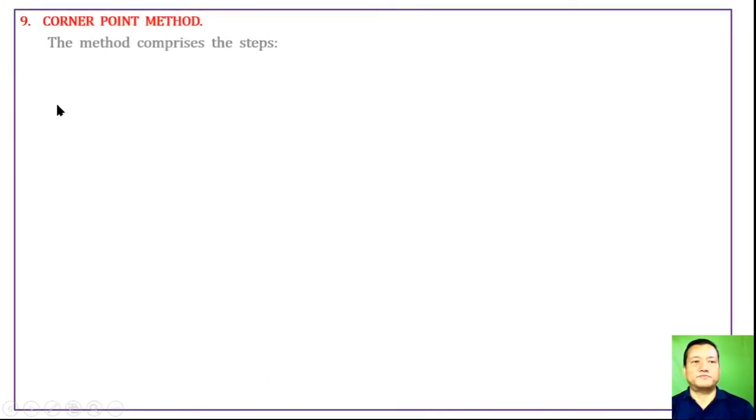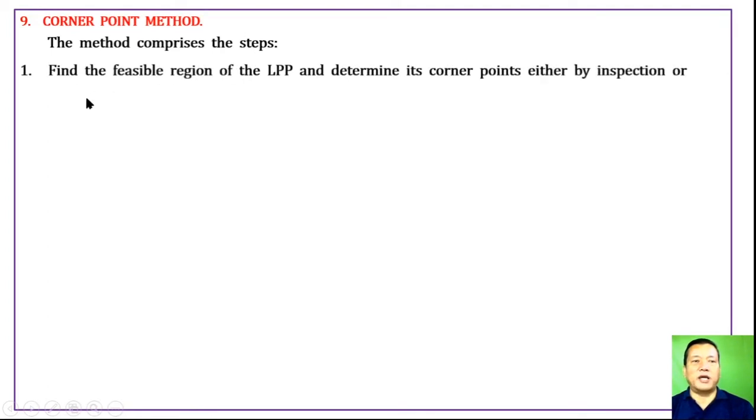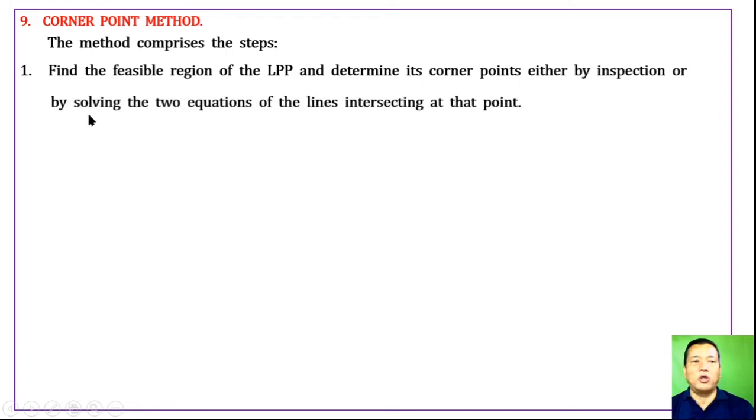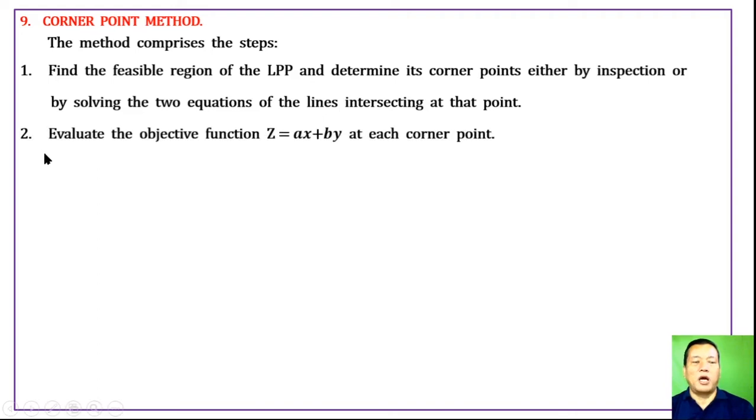Corner point method. The method comprises the steps. Method asida makhagi steps sing asi. Changi ahanbada, find the feasible region of the LPP and determine its corner points either by inspection or by solving the two equations of the lines intersecting at that point. Ahanbada feasible region putu LPP adugi corner point singa do, putu madu inspection na putokpa ngamagana ngame, ngamdragana line anidubu represent toriba equation anido solve toraga phangani.